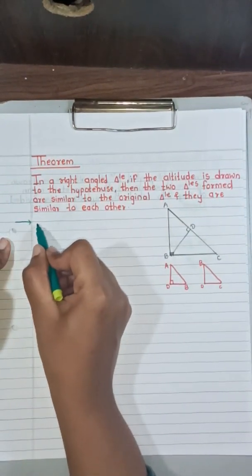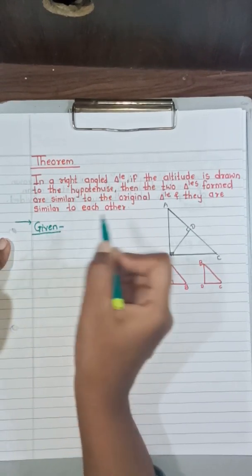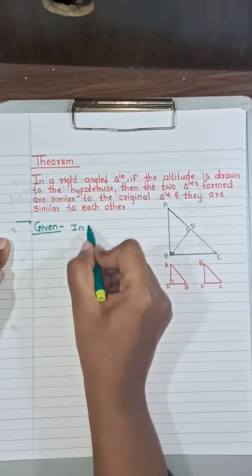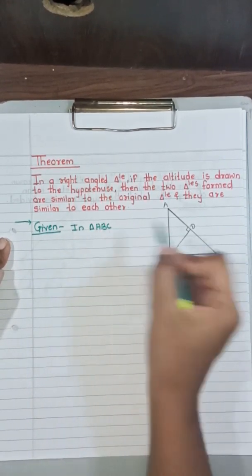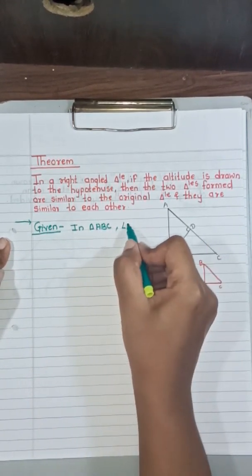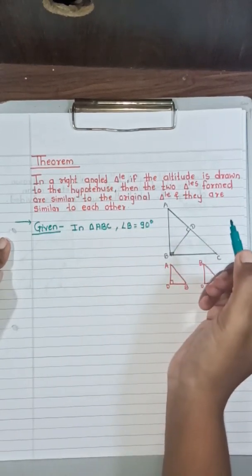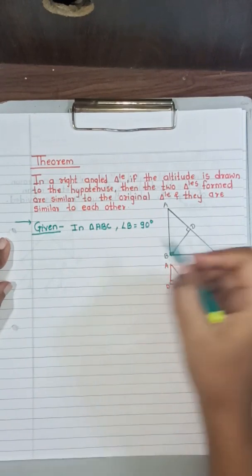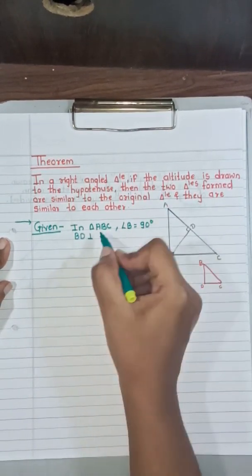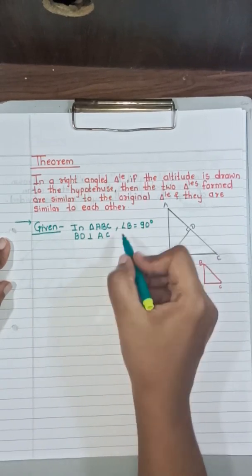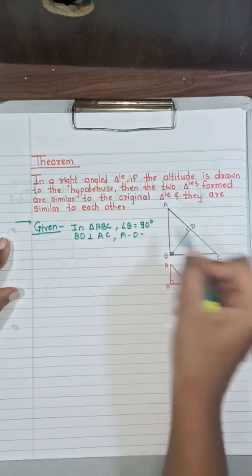Given: in triangle ABC, you can see angle B is 90 degrees, and you can see BD is perpendicular to AC, as A-D-C.